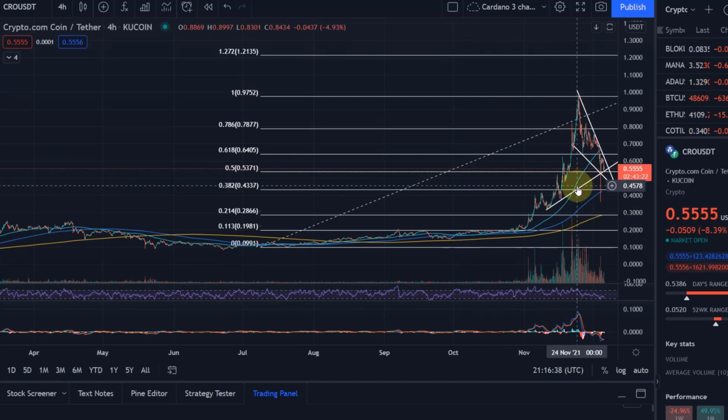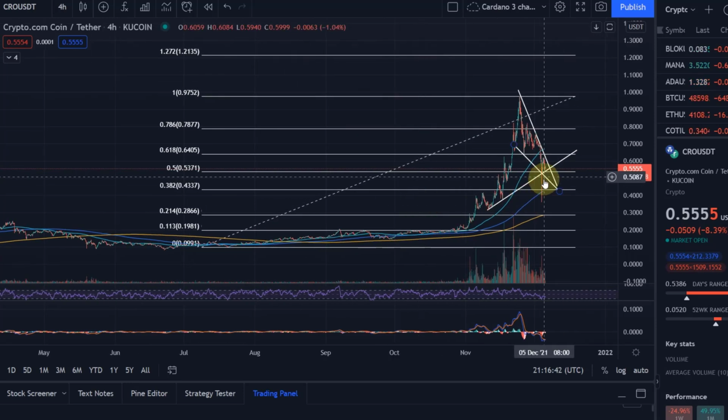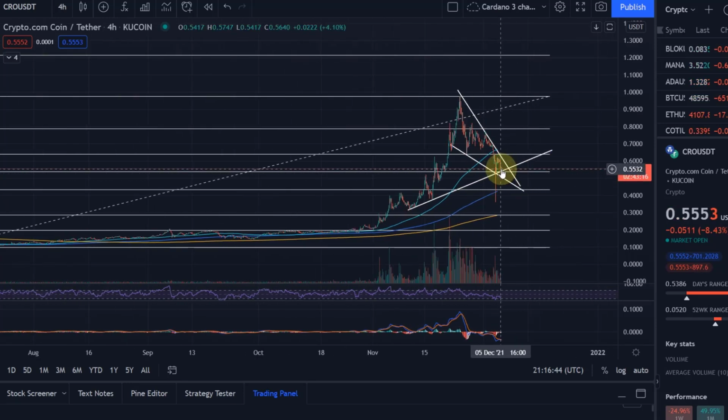If we drop one step lower, we come to the 0.618 fib level at 43 cents, and we would then also drop below that ascending trend line. That would indicate that our uptrend is broken and then we're heading into a downtrend. Now, at the moment, we've got two bullish signs. We've got this ascending trend line and we've got this descending wedge within which we are currently trading.